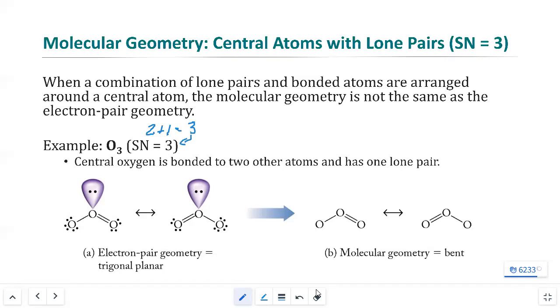At least nothing that we can see that has any kind of tangible mass. It's gone. So what's left behind is this angular shape. We call that angular shape bent. So the resulting molecule from ozone, because of the influence of that lone pair, is going to be a bent shape.